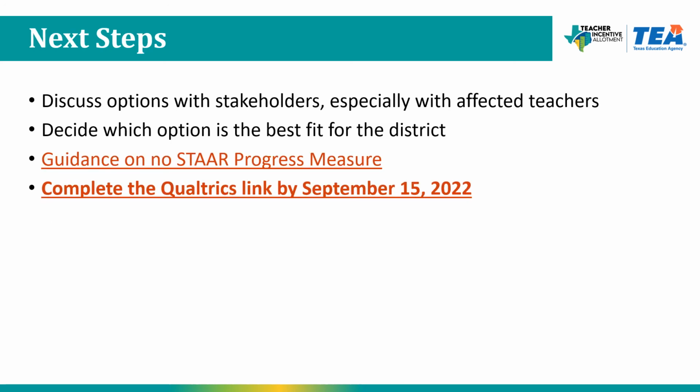These next steps are really, really important. Number one, discuss with your stakeholders, especially teachers, especially the affected teachers, about what the changes are and what the proposals are to implement those changes. They're going to want to know, okay, so why did you pick this versus that? Decide on what you want to do. We did send out our guidance to whoever our TIA leaders in your district were already, guidance on what that changes looked like, explanations of all these options that I just went through. The survey link does need to be submitted by September 15th to tell us which option you pick. Those are our next steps.